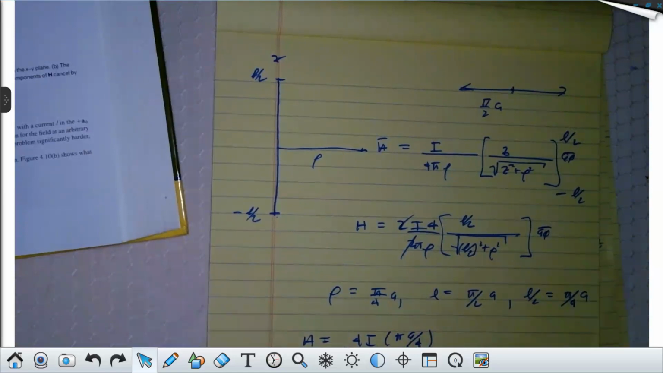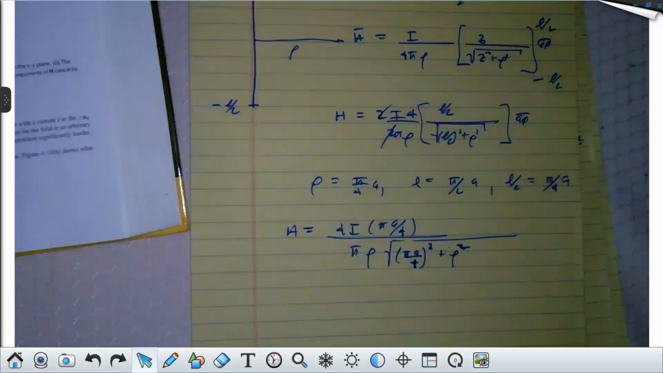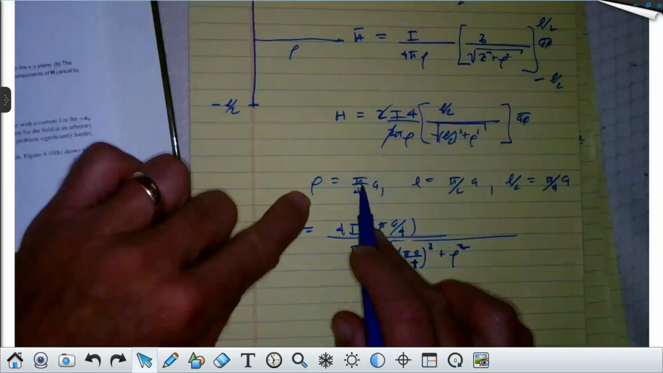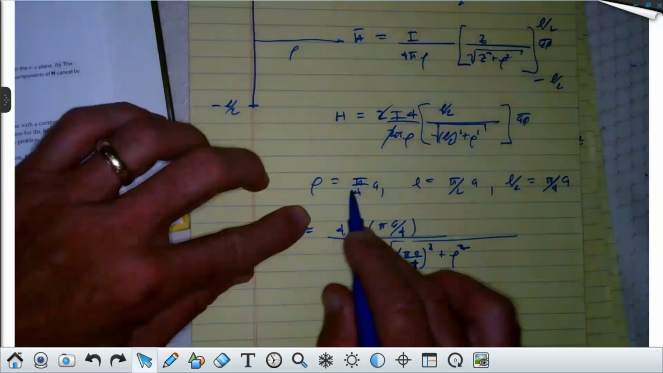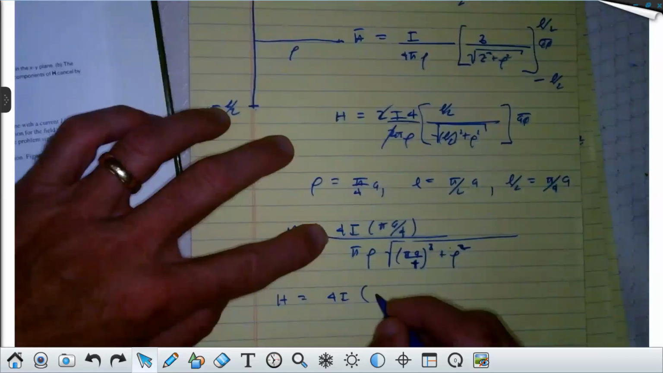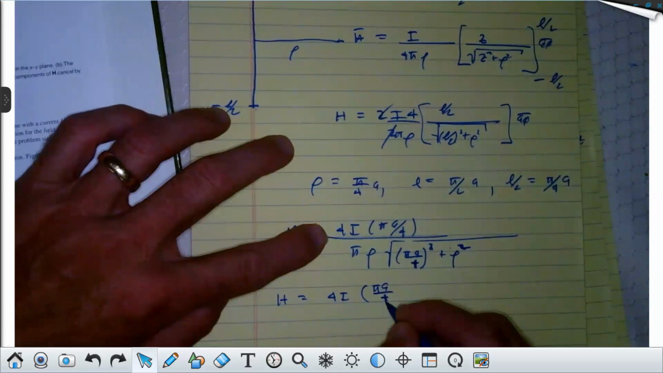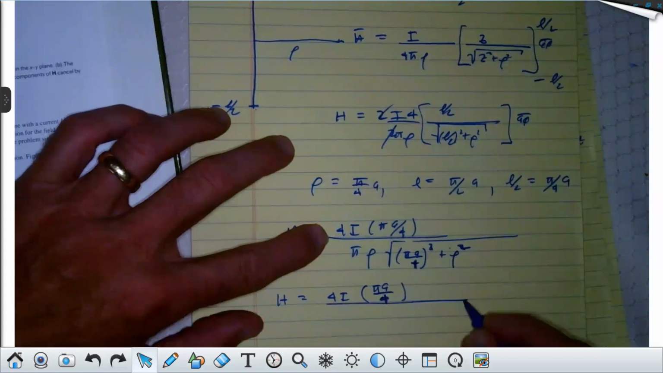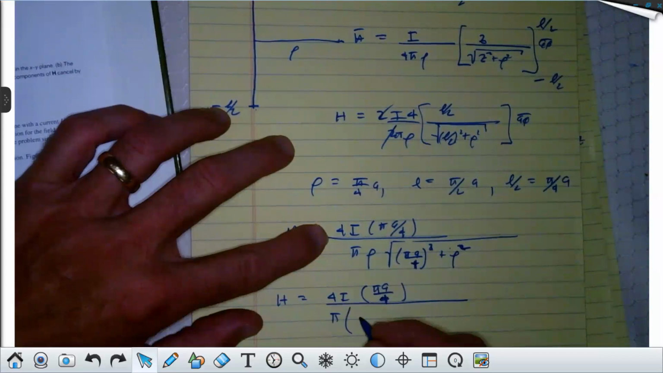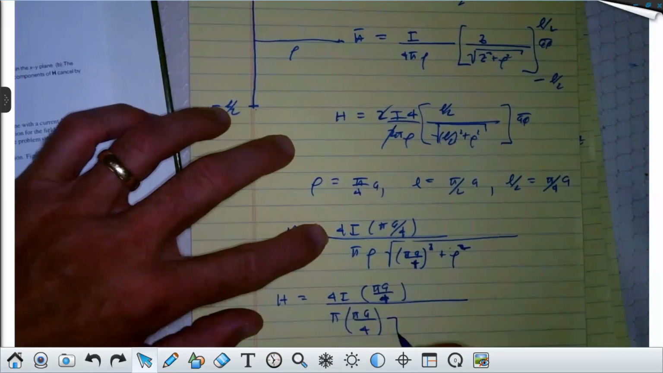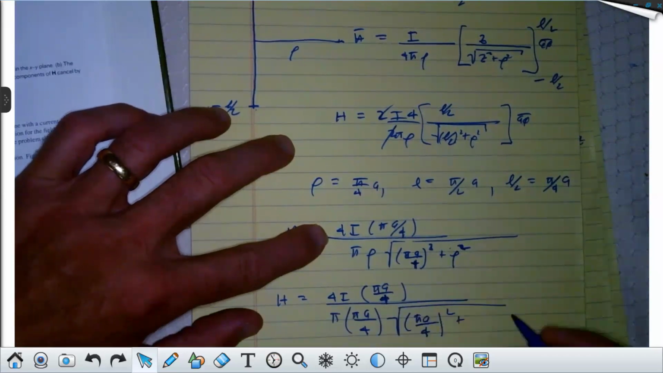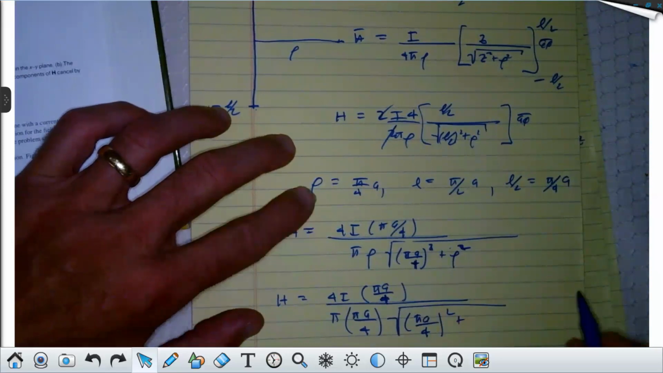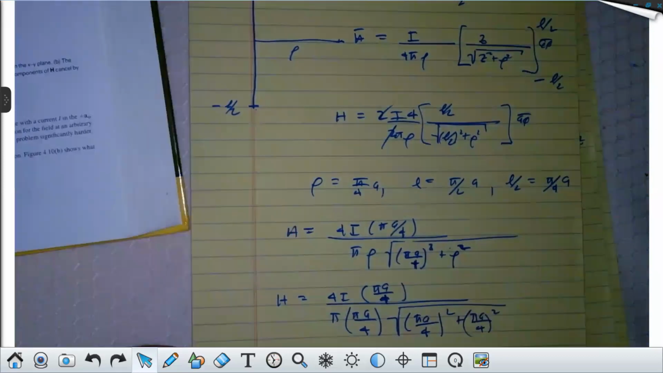Now, skip it down? Yeah, I'm going to. I didn't put in for rho, but I will next. You can see rho is pi a over 4, so the H field at the center would be 4i times pi a over 4, divided by pi, and rho is going to be pi a over 4, and then the square root of pi a over 4 squared plus pi a over 4 squared. Now, are you with me so far?